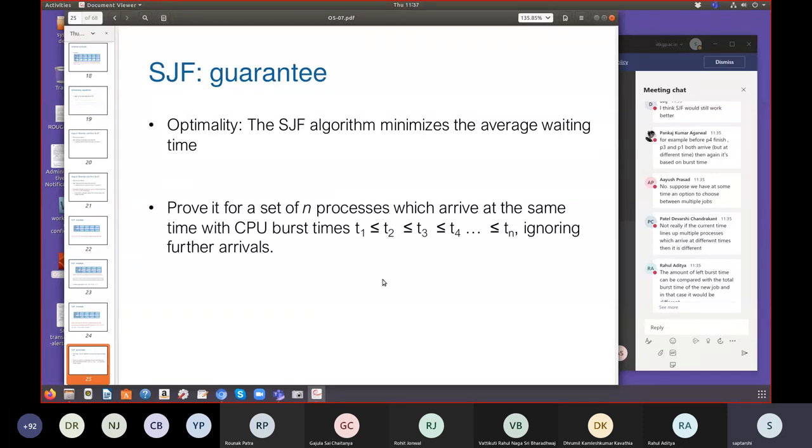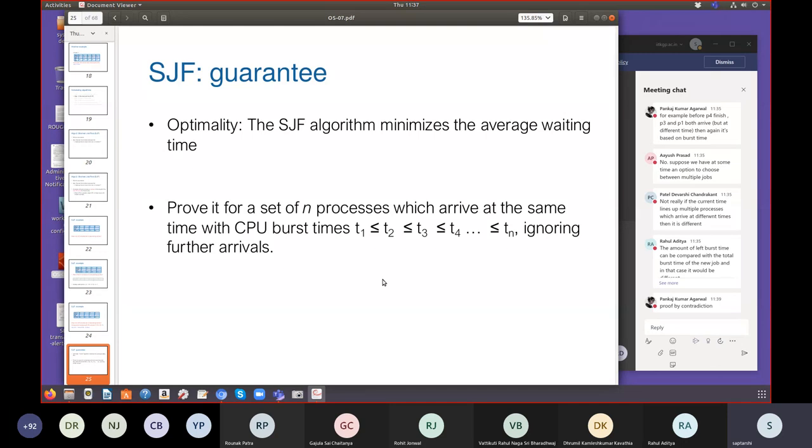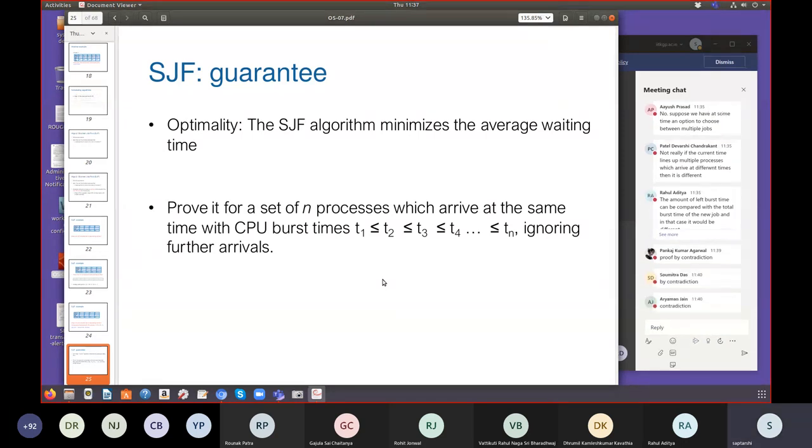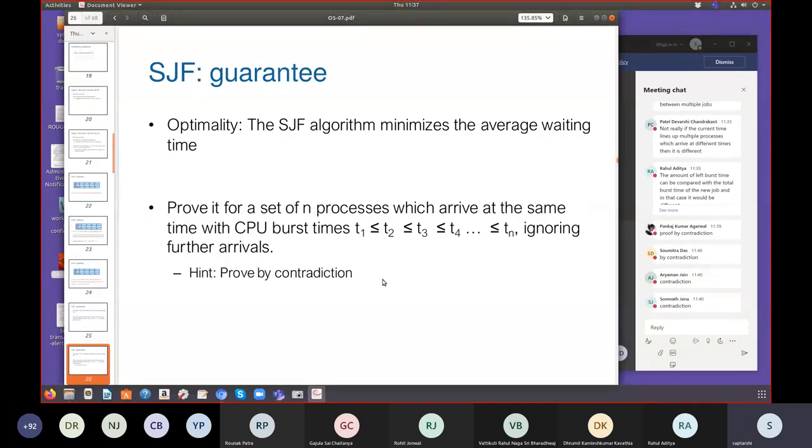Just like there are different proving techniques, right? You may have come across some. Any idea what would be a useful proving technique for this statement? Exactly. Pankaj, Shaumitro, you have guessed the right thing. You should prove this by contradiction. And so I'm not proving it here. I leave it as a homework for you to figure out.